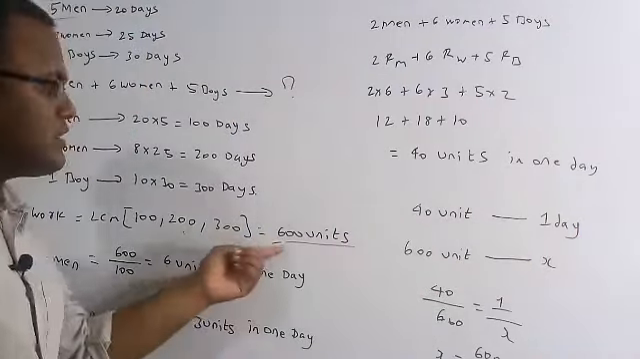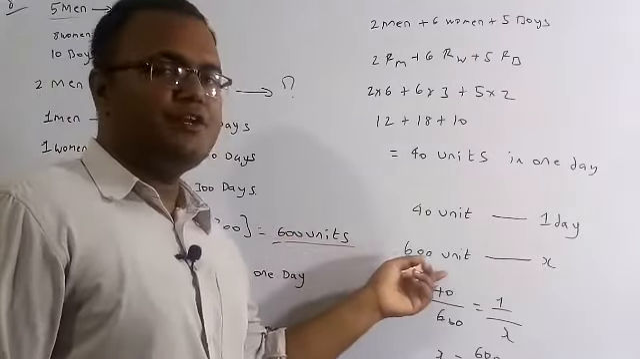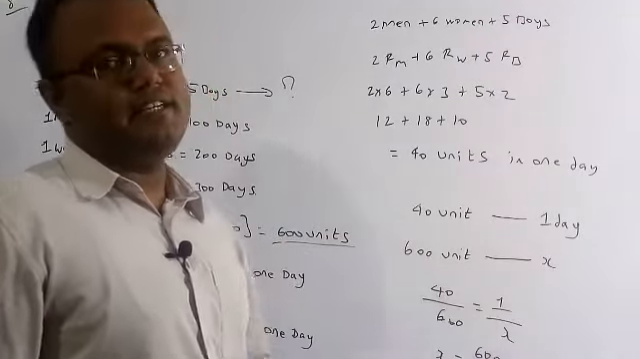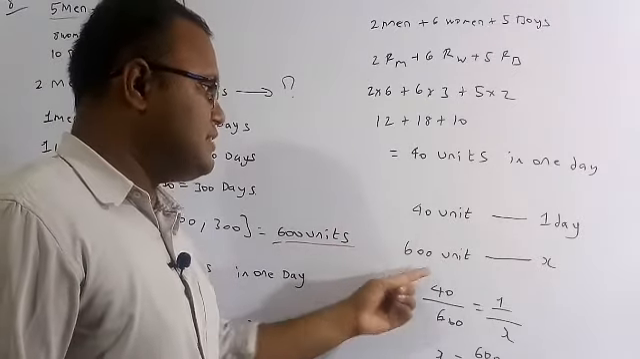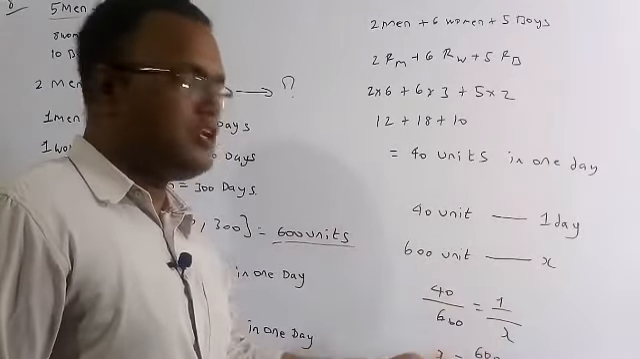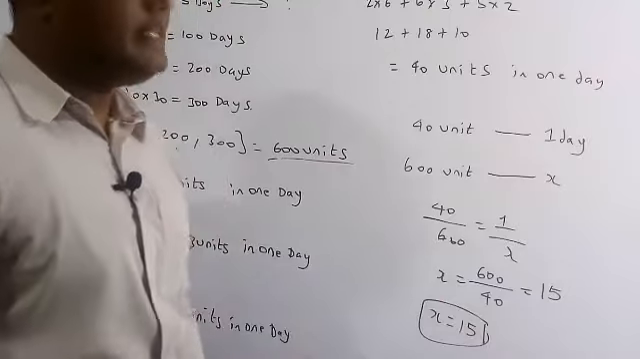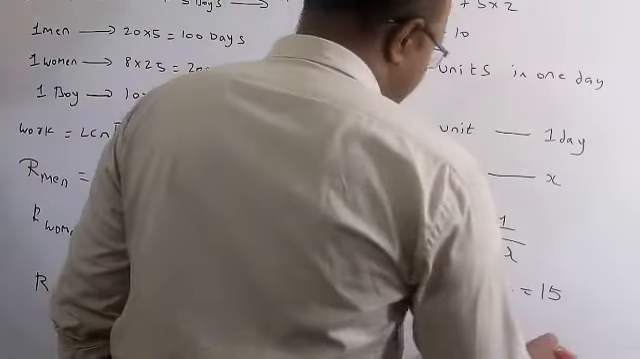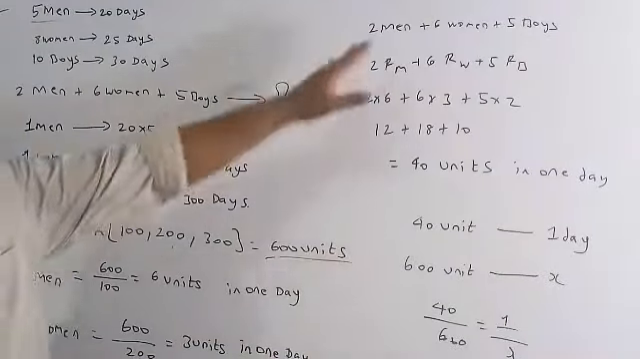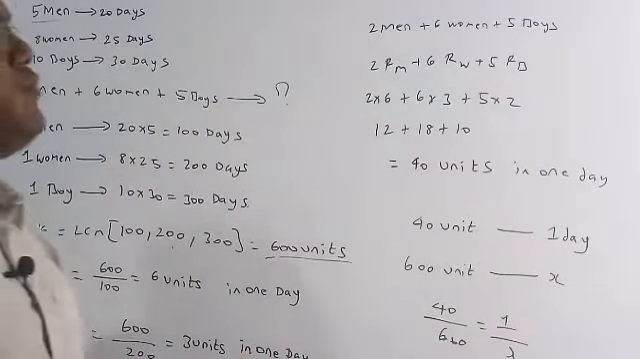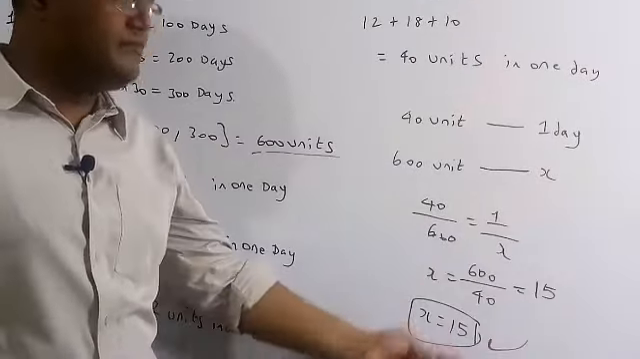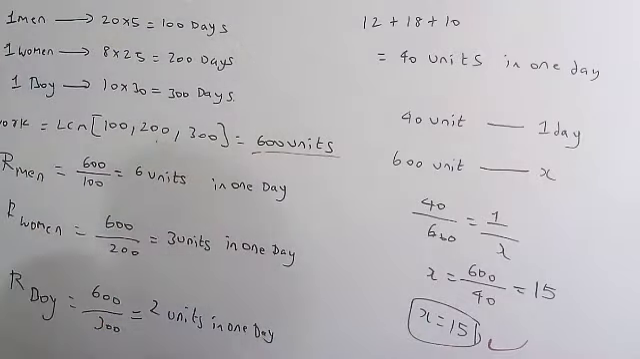But the total work is 600 units, so 600 units of work will be completed in X days. So I divide these two quantities: 40 by 600 is equal to 1 by X. If we solve this, we get X equal to 15 days. Therefore we can conclude that this whole team of 2 men, 6 women and 5 boys, if they all come in one team, can paint this building in 15 days. This is the standard way of solving this numerical.